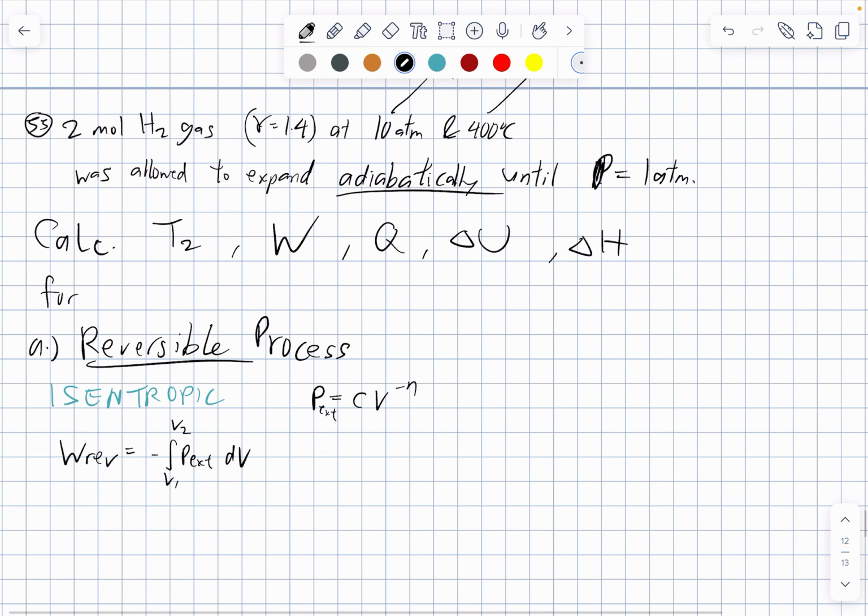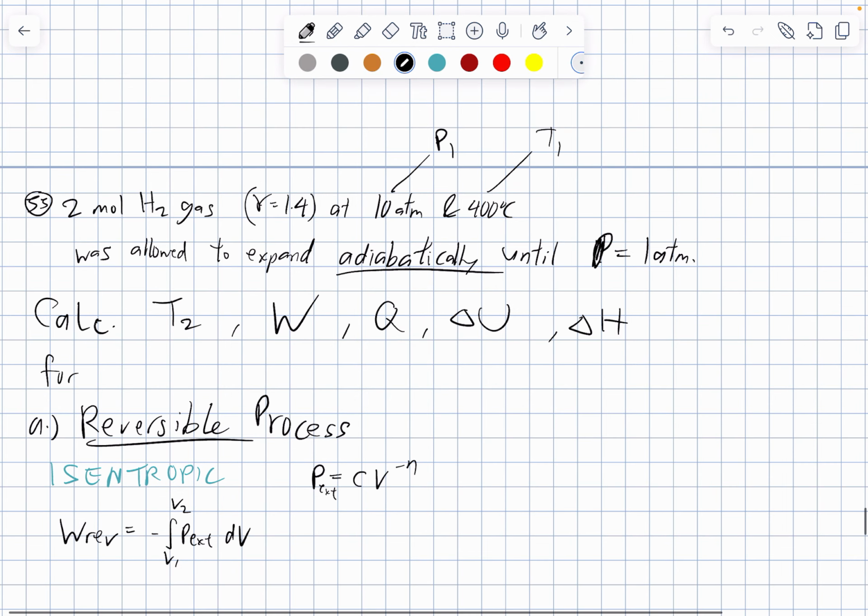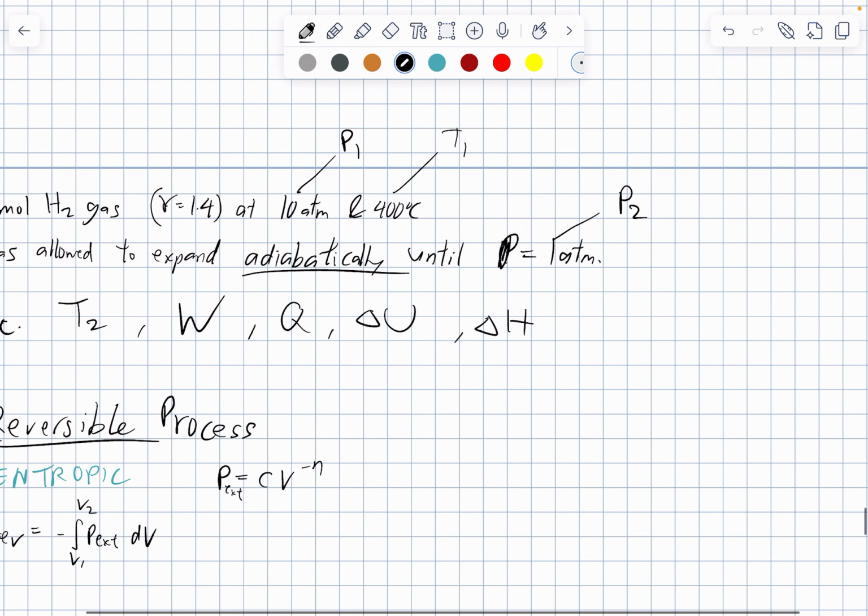Okay, we're given the value of gamma, until the pressure is 1 atmosphere. So this is P2. Let's use the PVT relation for an adiabatic process.